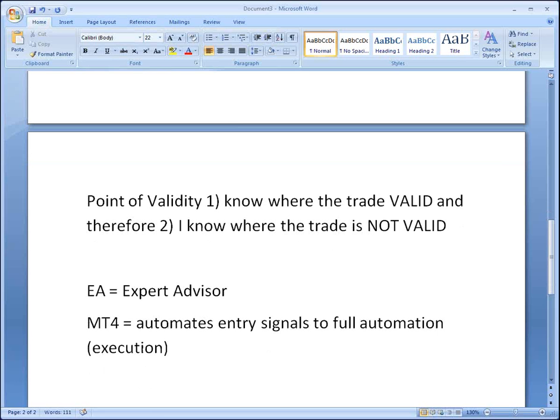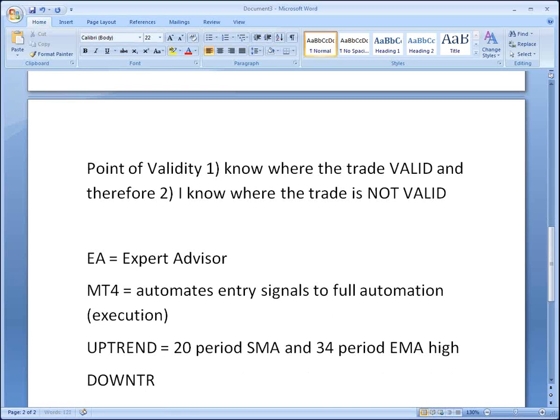Okay? So it's like a program that runs within it, for those of you that are not familiar. Part of my process of describing this to the program is, okay, I know where my trade is valid. In the case of an uptrend, and we talked about this during the entry part of the discussion we were having, it's basically the 20 period SMA and the 34 period EMA high. For the downtrend, again, it's the 20 period SMA and the 34 period EMA low.